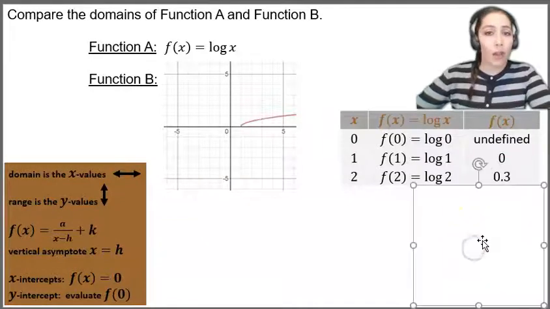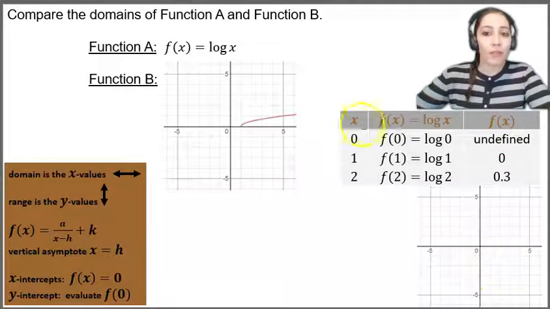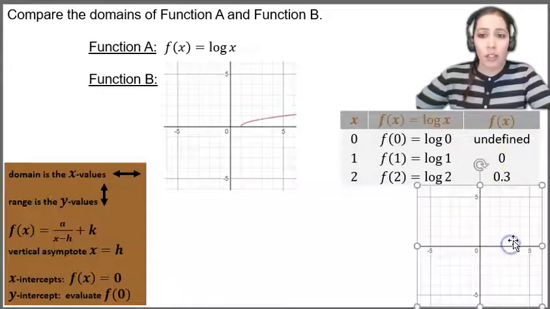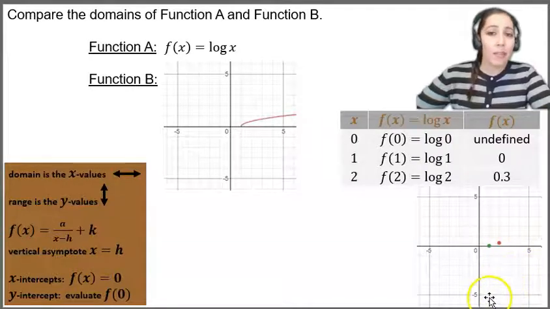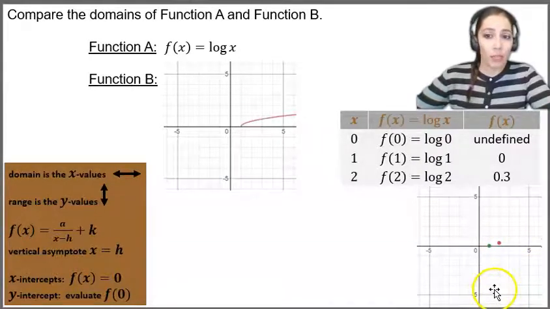So if I was going to graph this, first of all, I would have graphed 0, undefined, which is nothing. The fact that it's undefined at 0 means that there's actually a vertical asymptote right at the x equals 0 line. So then if I was going to graph 1, 0, it would be right there, then 2, 0.3. And remember, the more points you can plot in your XY chart, the more dots you get for your graph.